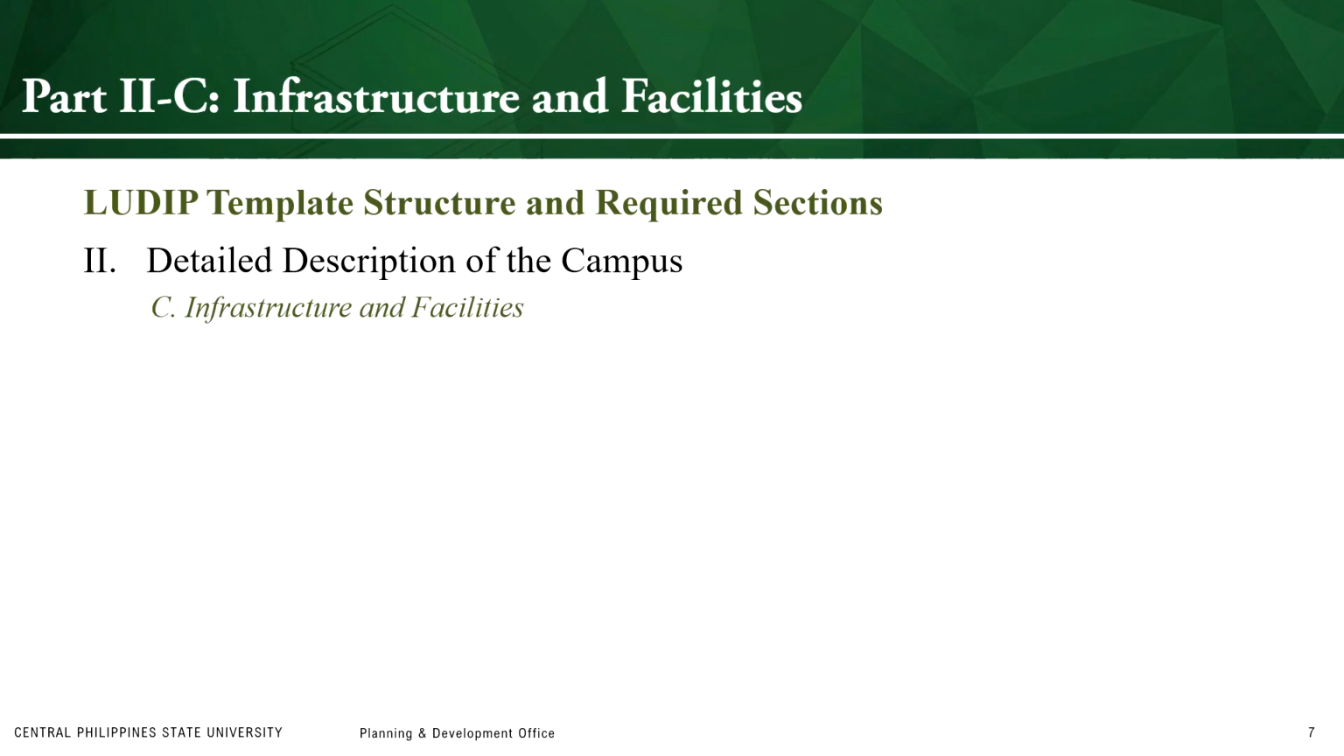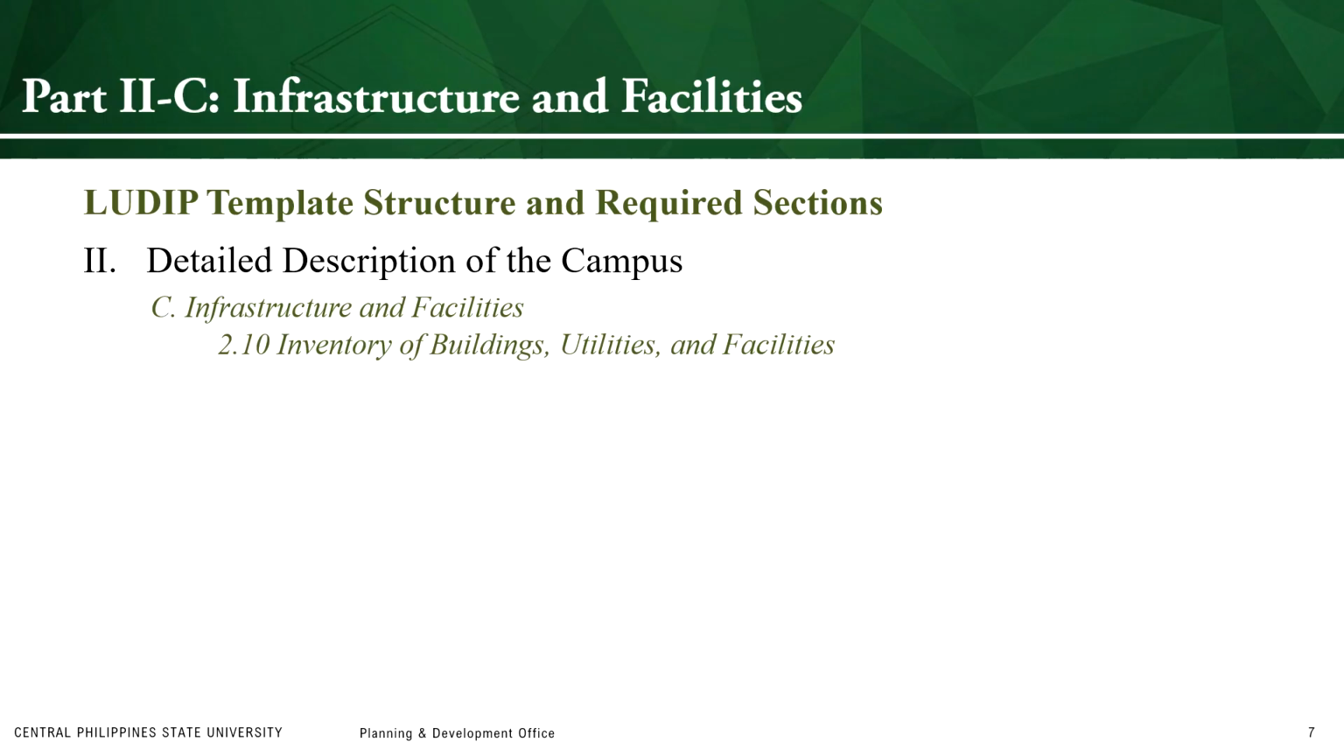Group C, Infrastructure and Facilities, is where you take stock of everything your campus has built and how well it's functioning. Section 2.10, Inventory of Buildings, Utilities, and Facilities. This is a comprehensive list and condition report of all campus infrastructure.